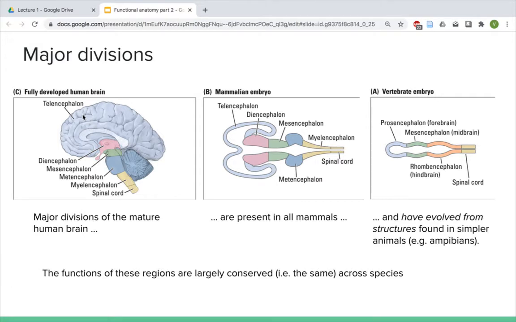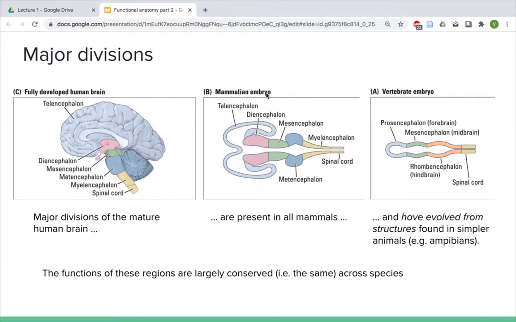Now, why do we divide them up like this? Where do we get these names? These divisions are based upon the fact that basically all mammals and most vertebrates share the same basic architecture for their brains. So in other words, we can take a fully developed human brain, compare it to a mammalian embryo, and match these parts up one to one.